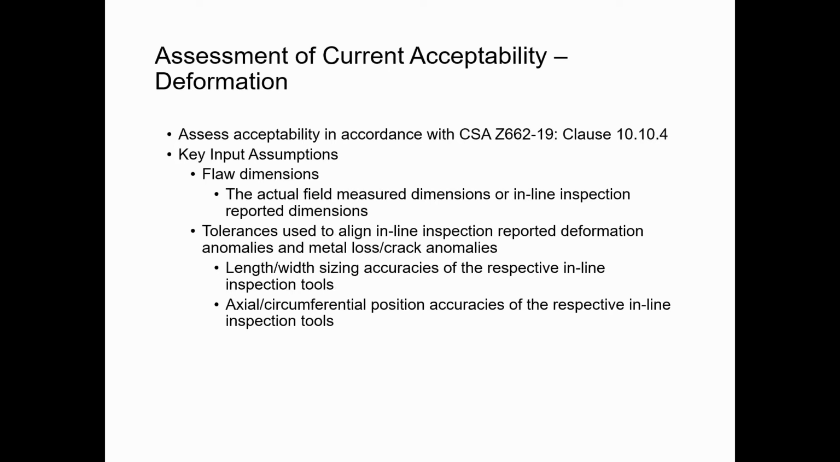So, assessing the current acceptability of deformation anomalies, again, CSA clause 10.10.4 provides guidance on a long list of acceptance criteria for deformation anomalies. Again, with the flaw dimensions, the actual field measured dimensions or inline inspection reported dimensions would be advisable. I know that in CSA it talks about, for inline inspection data, that you're supposed to consider tool tolerances. When you're doing what we would call the compliance criteria, I think it's best to base it on as-reported dimensions.